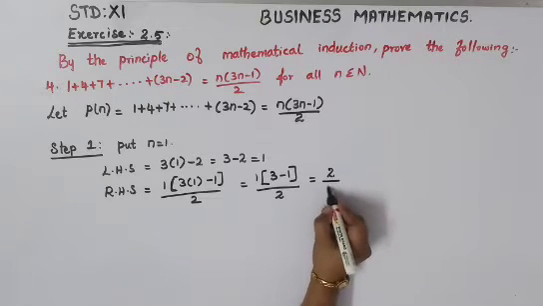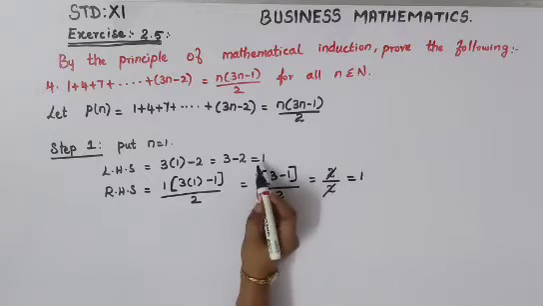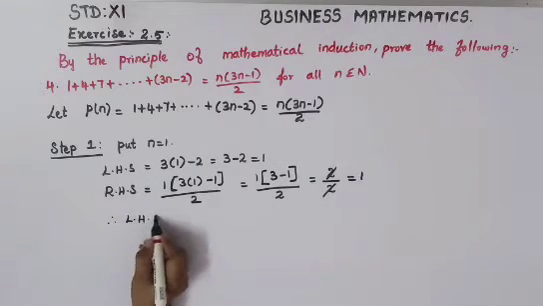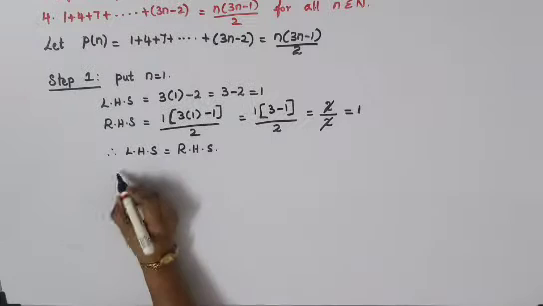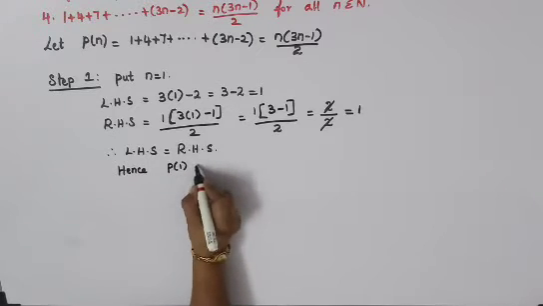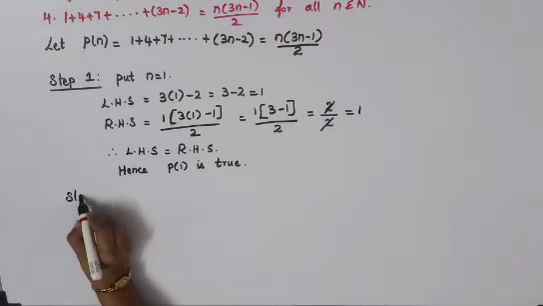So 2 divided by 2, can cancel this 2 and 2, you will get your answer 1. So both the sides your answer is 1. Therefore, LHS is equal to RHS. Hence, P of 1 is true. Step 2.